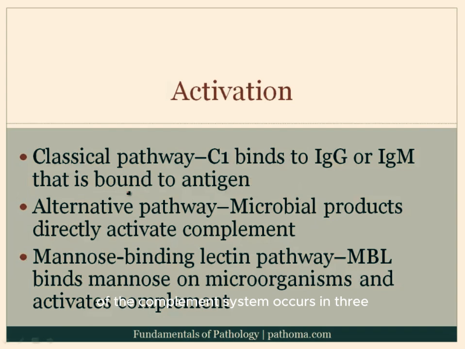The activation of the complement system occurs by three particular pathways. The first is the classical pathway. In the classical pathway, C1, which is an early complement protein, binds to IgG or IgM, which is bound to an antigen. So if IgG or IgM gets bound to an antigen, C1 can bind to that bound antibody and then activate the complement cascade. That's called the classical pathway, and there's a famous mnemonic concerning this pathway: GM makes classic cars. So the company GM makes classic cars, and so IgG or IgM results in activation of the classical pathway.